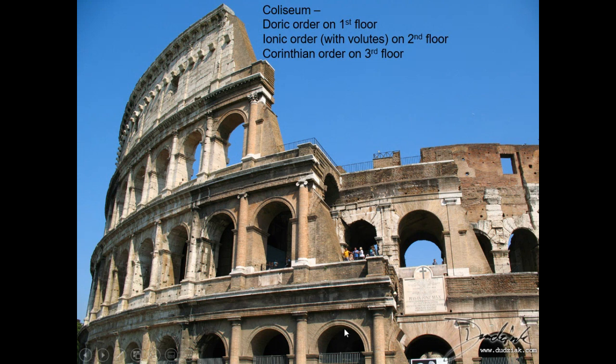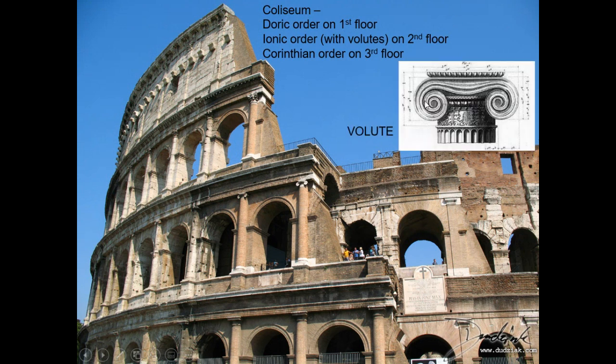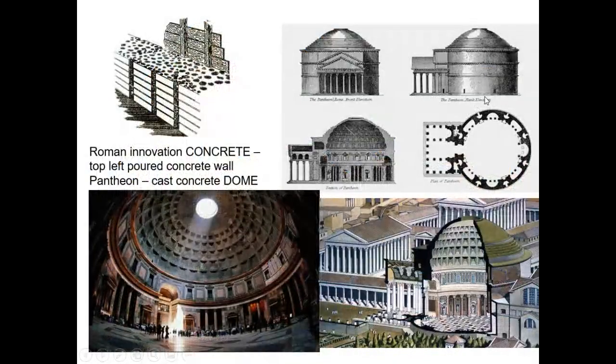There are 80 arches on each level around the original design of the Colosseum. So 240 of these decorative openings all the way around that structure. The volutes, again, are the curlicues on the Ionic order. They're on the corners of that capital.